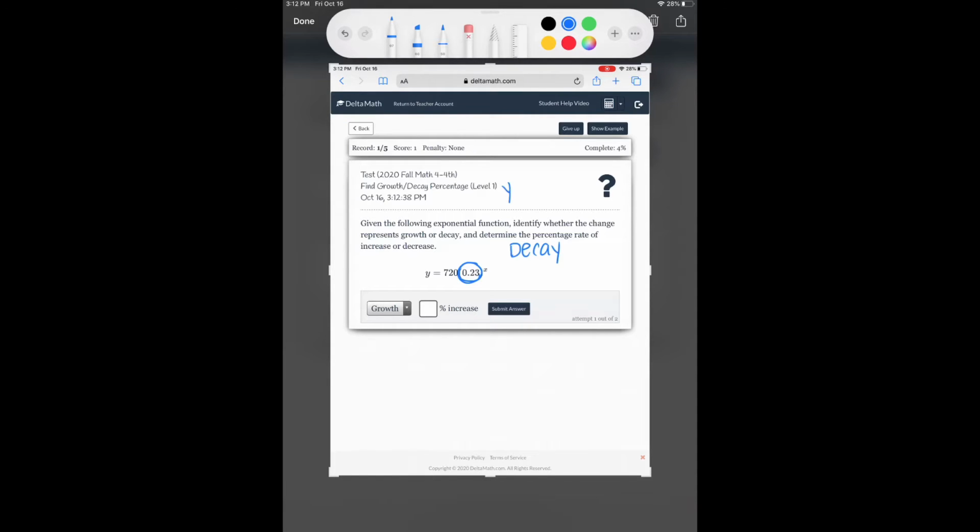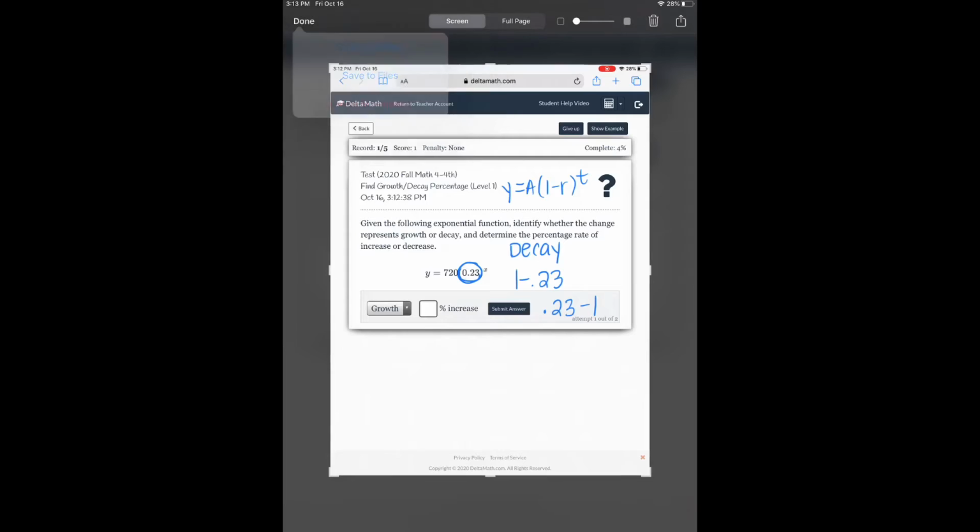And I still need to find how much difference it is below 1. So remember, when we do decay, it's 1 minus my rate, raised to t. So I'm going to do 1 minus 0.23. Now, if you make the mistake and you do 0.23 minus 1, that's okay. It'll just be negative. Just drop the negative, okay?